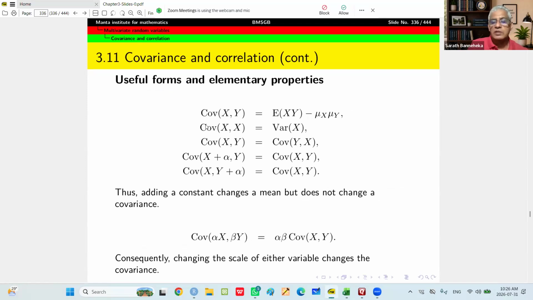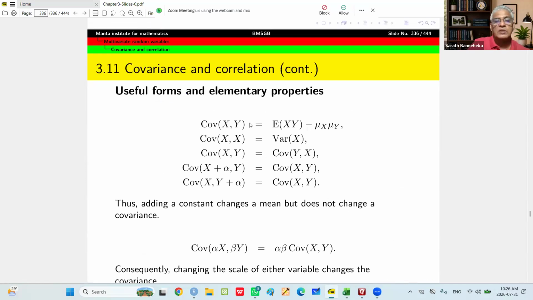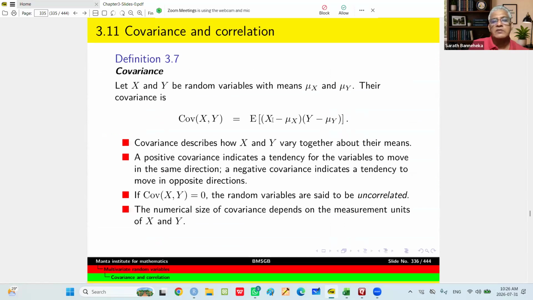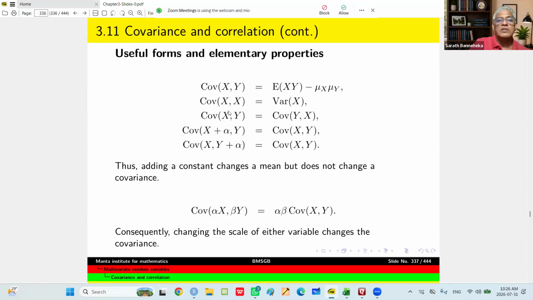One easy thing you can obtain from this definition: if you just expand this, you have X times Y, then minus mu X times Y, minus mu Y times X, and then plus mu X times mu Y. If you apply expected value to that, you can easily show that covariance XY is the same as the expected value of X times Y minus mu X times mu Y. That is an easier formula to apply when you are calculating or deriving the expression for the covariance.